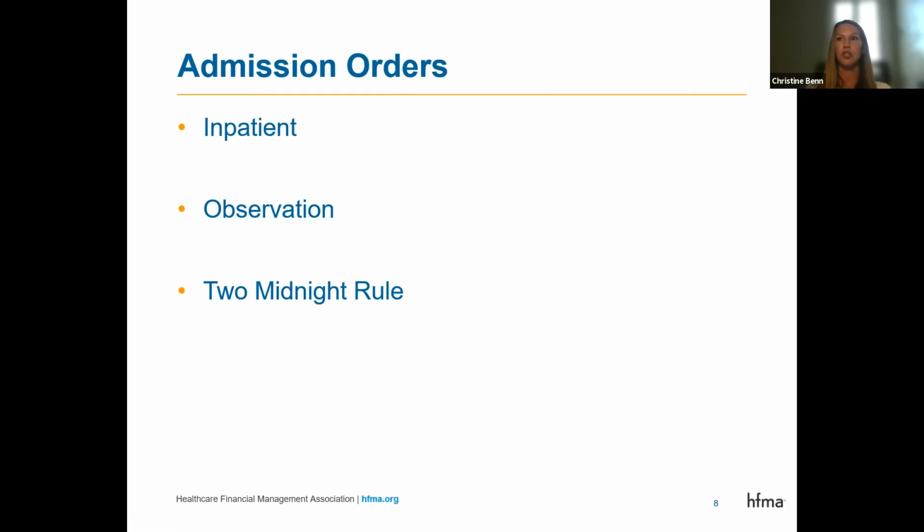And then lastly, the 2 midnight rule. So physicians need to believe that the patient will be in-house for at least 2 nights to treat their condition, and then they can be admitted. CMS has mandated the use of occurrence code 72 on inpatient bills to denote the date span of contiguous outpatient hospital services that preceded the inpatient admission.